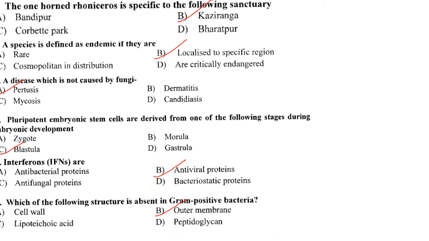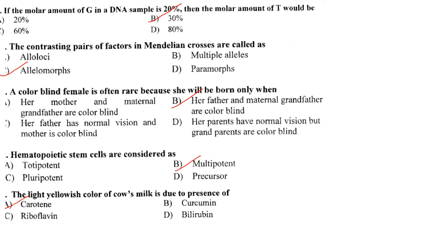Then pluripotent embryonic stem cells are derived from one of the following stages during embryonic development. So it is during the blastula stage. Answer is option C. Interferons, they are antiviral proteins. Option B. Which of the following structure is absent in gram-positive bacteria? So gram-positive bacteria don't have an outer membrane. So answer is option B.